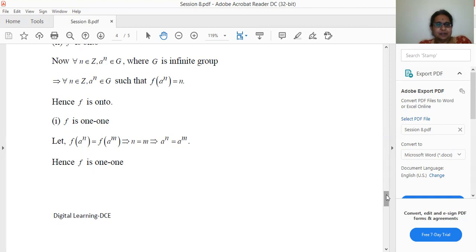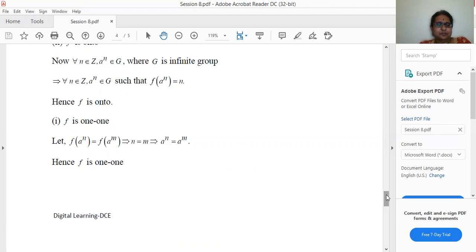And in one problem we have made use of the kernel. The kernel exists only when the given function is a homomorphism, and the kernel consists of the elements mapping to the identity element of the codomain. So in all these problems we have made use of basically the definition of homomorphism. With the definition of homomorphism only we can study isomorphism or any other property related to homomorphism.